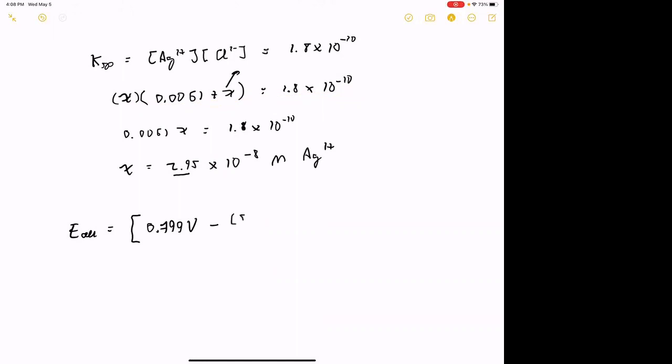Minus, let's do 8.314 times 298 Kelvin, right? We're going to assume it's at room temperature because we haven't been told otherwise. How many electrons are getting transferred in this half reaction? 1. Good. Times the Faraday constant, 96,485. Well, we showed last time this comes out to units of volts because it's a joule per coulomb, times the natural log of, guess what? Products over reactants, right? So it's going to be 1 over the silver ion concentration as we wrote it in the half reaction. So that's going to be 2.95 times 10 to the minus 8th down there.